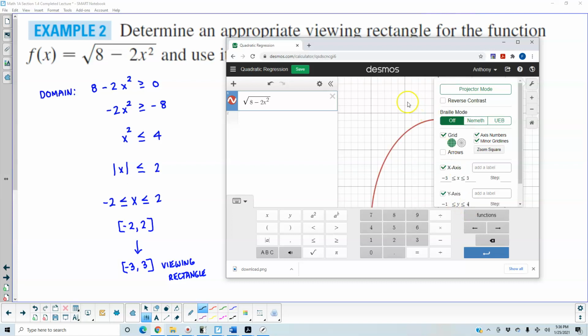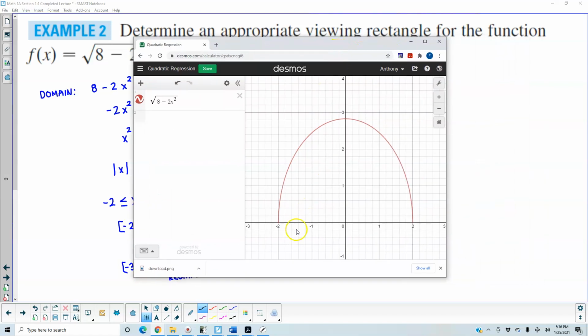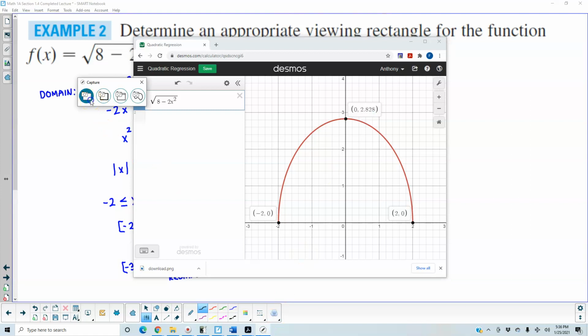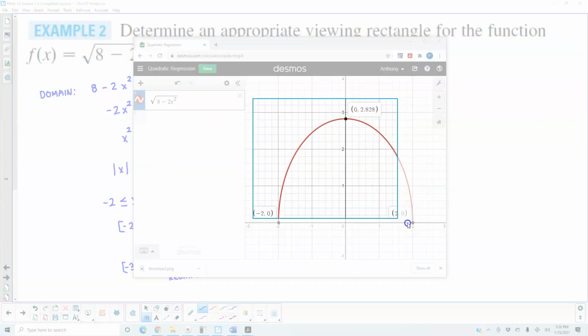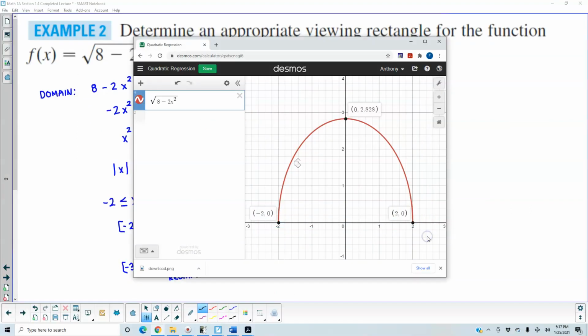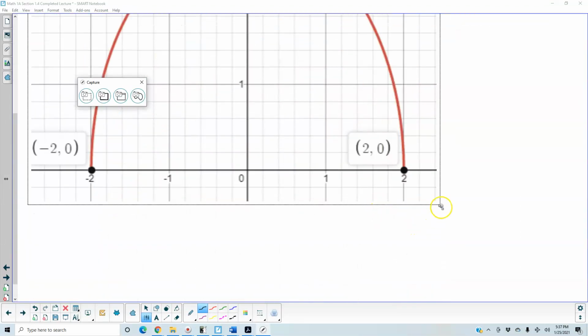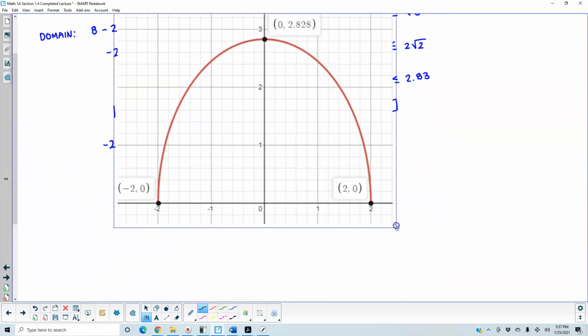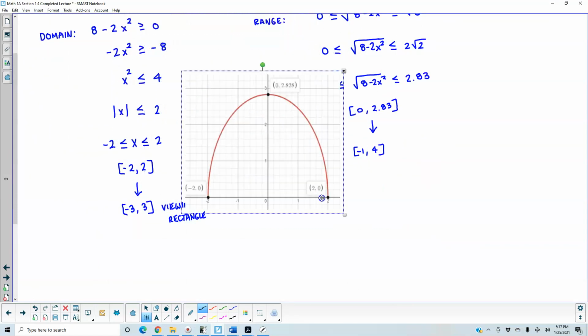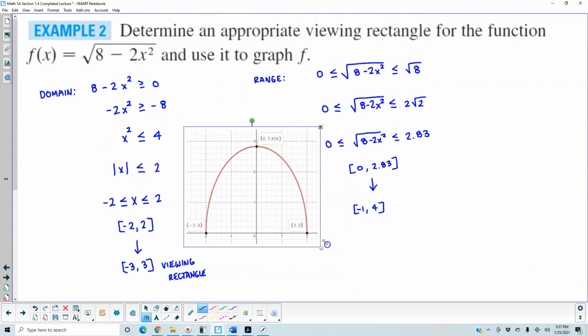So we can see here that our x-intercepts are negative 2, 0, and 2, 0. And we know up here we have our y-intercept, which is 0, 2.828, or 2.83. So therefore, here is our graph. And again, what we had to do was find the domain and range and go a little bit outside of that to be able to get our graph here.